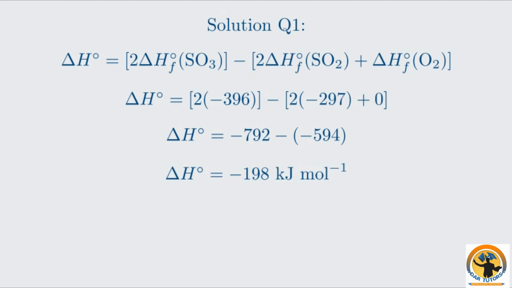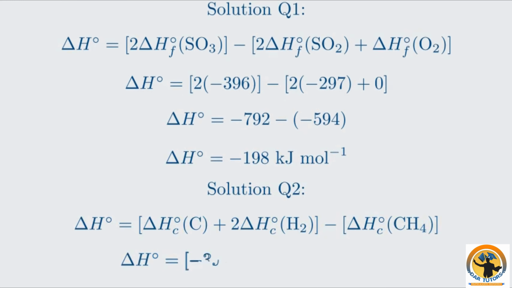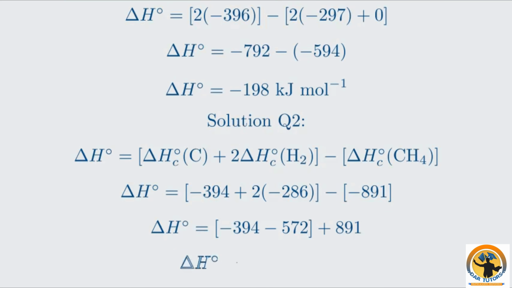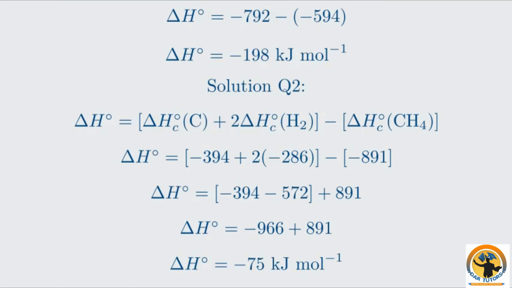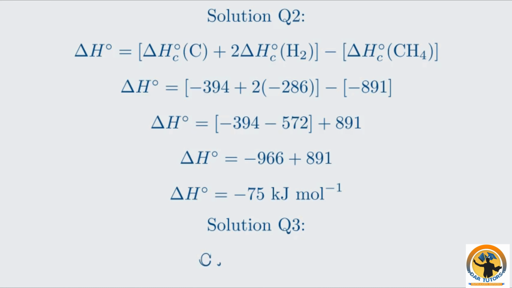Solution to Q2. This time, the formula is reactants minus products. So we add the combustion enthalpies of carbon and hydrogen and subtract the combustion enthalpy of methane. The final answer is -75 kilojoules per mole. Solution to Q3. Atomization is forming 1 mole of gaseous atoms from the element in its standard state. For calcium, which is a solid, the equation is Ca(s) goes to Ca(g).